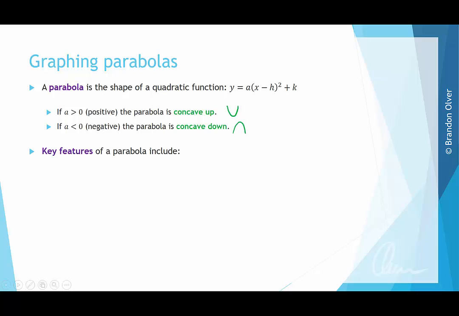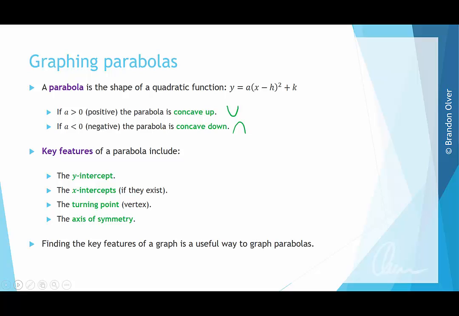And if a is less than 0 or negative, the parabola is concave down, which means it will be this shape. Key features of a parabola include the y-intercept, the x-intercept if they exist, the turning point, also known as the vertex, and the axis of symmetry, where the vertex lies on that. Finding key features of graphs is a useful way to graph parabolas.